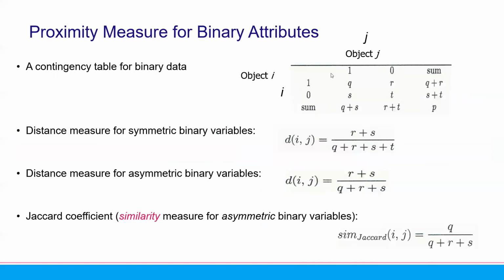If we want to have binary attributes, we can use this one. This is a proximity method for binary attributes. We have binary data, and we want to create a contingency table. What is a contingency table? In this case, I have object I and object J, and I want to know if object I is 1 and object J is also 1.